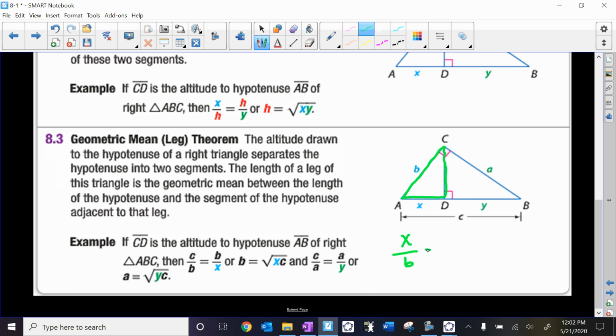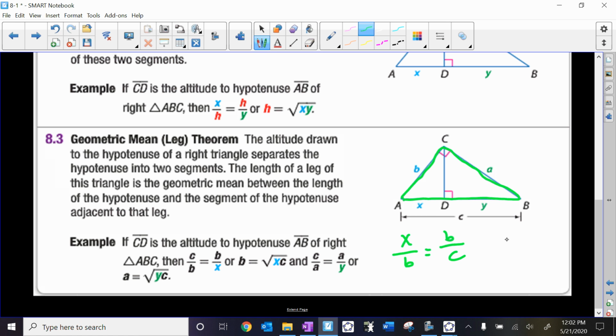Now you're going to look at the big triangle. When we look at the big triangle, now we're looking at the whole thing. And if I look at this one, again, I'm still focused on this leg over here. Now b, which was the hypotenuse of this smaller one, is now the leg of this entire triangle. So we're going to say b over the hypotenuse of this triangle, which is c.